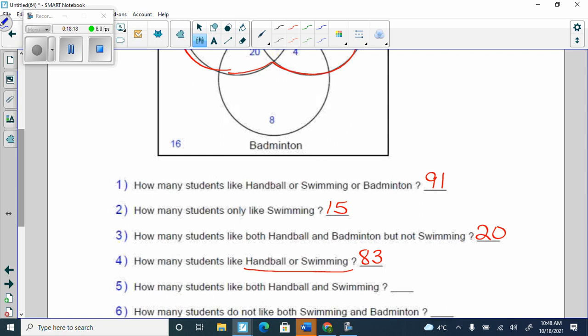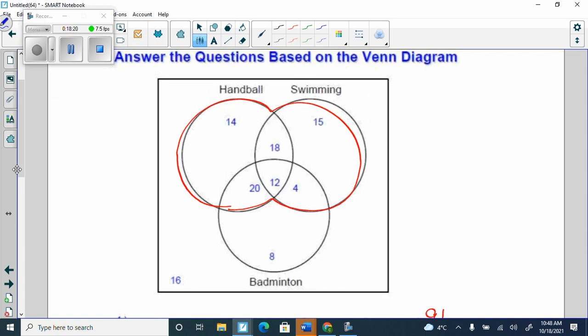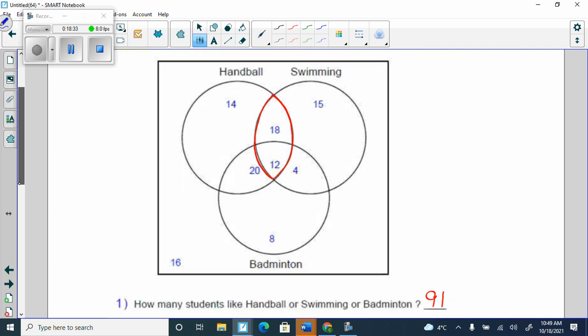How many students like handball and swimming? Handball and swimming. And is the what shape? The eyeball. Handball and swimming. Does it say but not badminton? No, it just says handball and swimming. So I include these ones too, right? Which is 30.